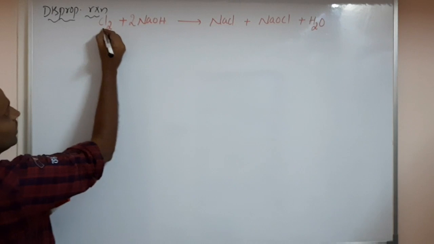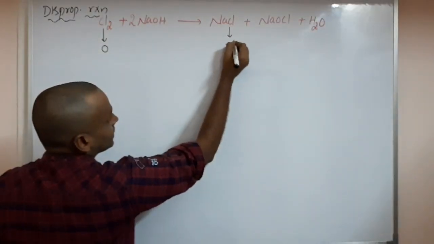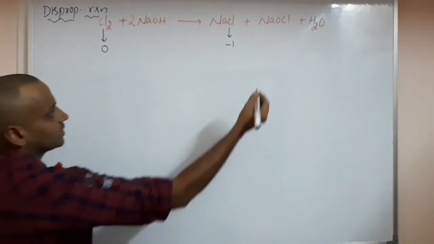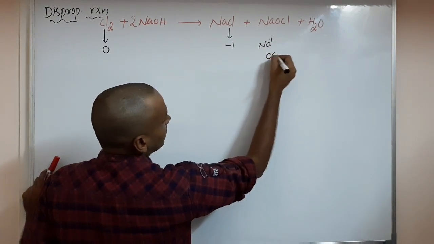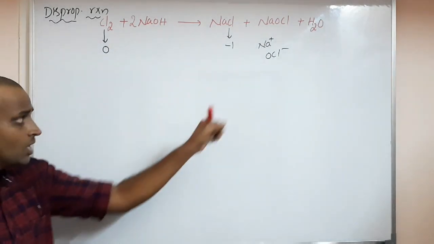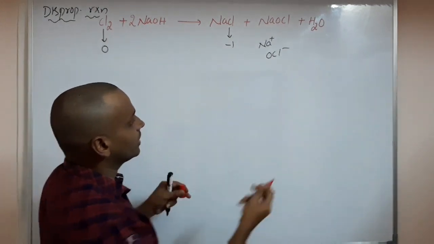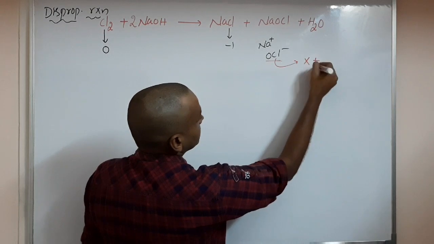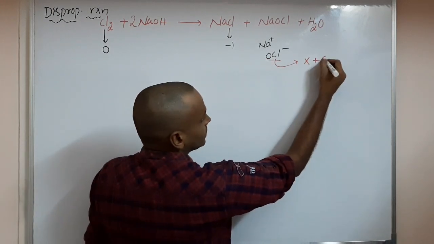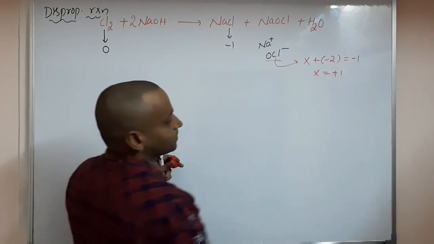So here, chlorine oxidation state is 0. How is that changing? Chlorine here is -1, right? Here NaOCl means Na plus and OCl minus. In OCl minus, what is the chlorine oxidation state? I am taking the chlorine oxidation state as X. Oxygen is more electronegative, so we take -2, and X plus -2 is equal to -1. Then X equals +1 here.